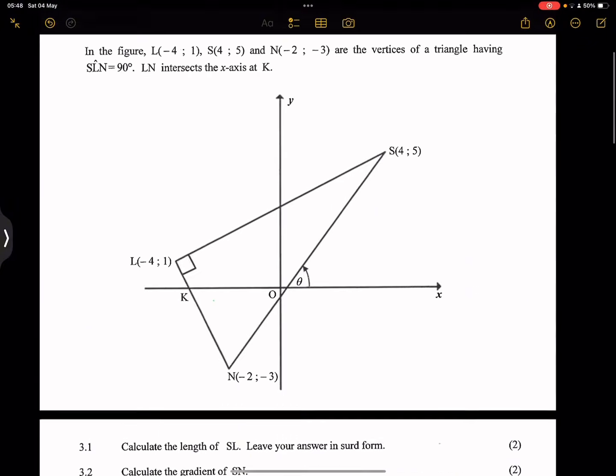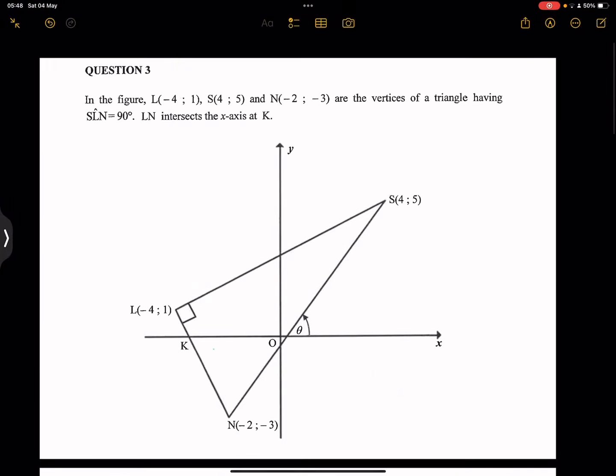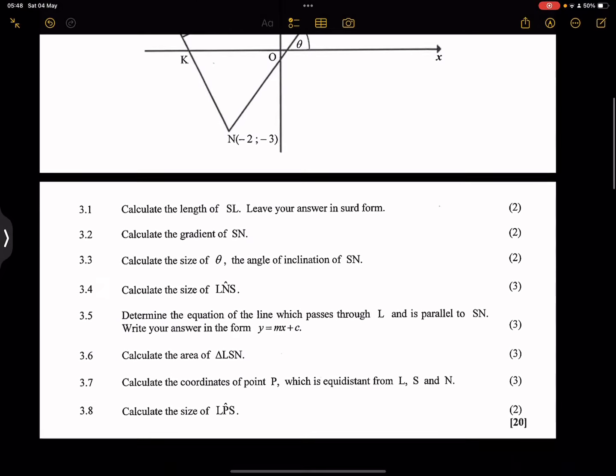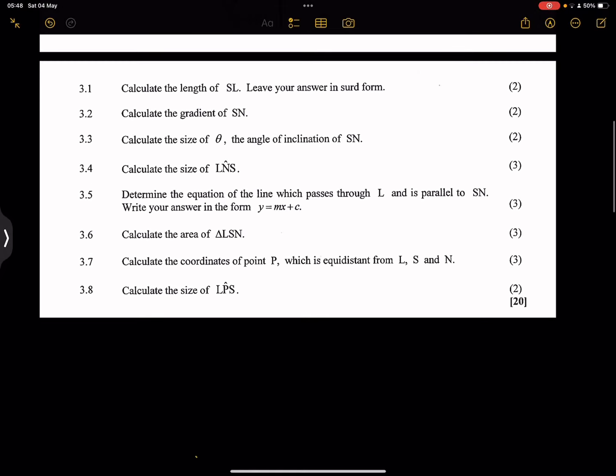So we've got there in the figure, L, which is (-4, 1), S (4, 5), and N, which is (-2, -3), are vertices of a triangle having angle SLN equal to 90 degrees. Now they say LN intersects the x-axis at K. Right, so let's go into this question. They say to us, we need to calculate the length of SL.